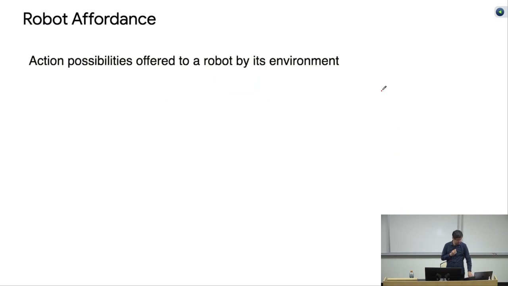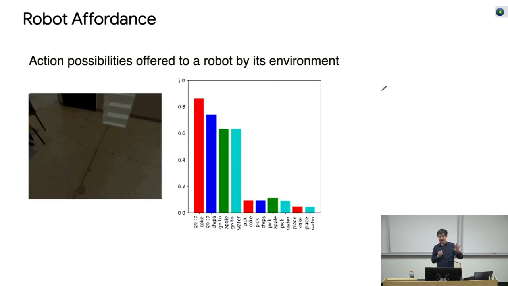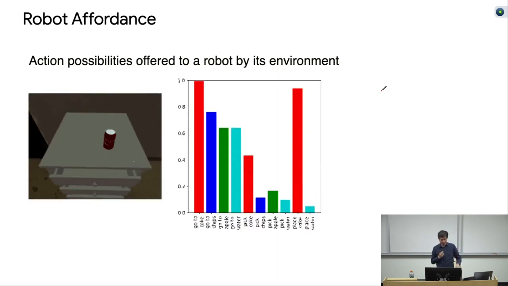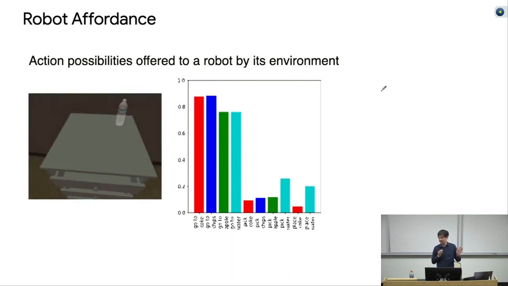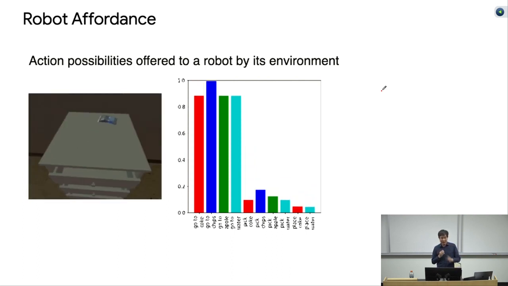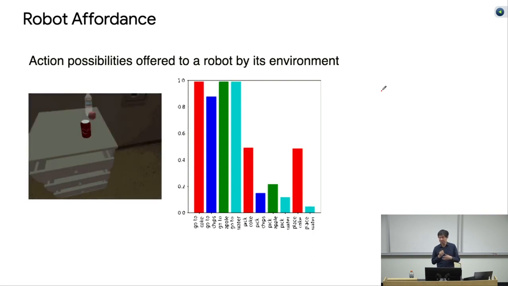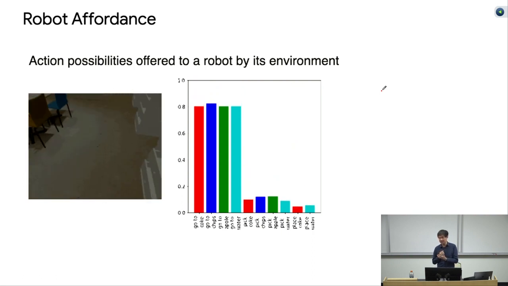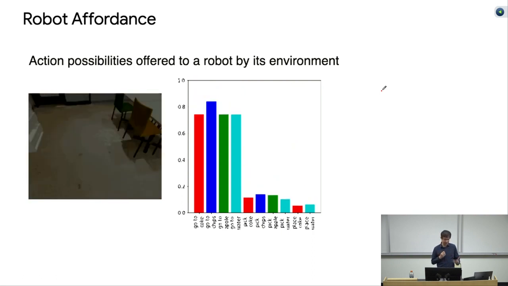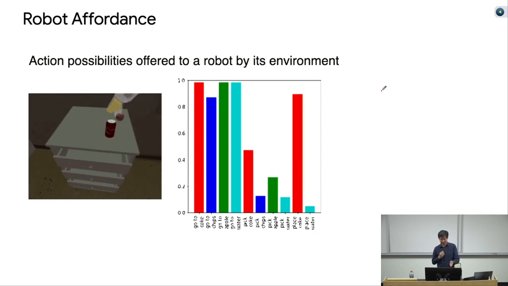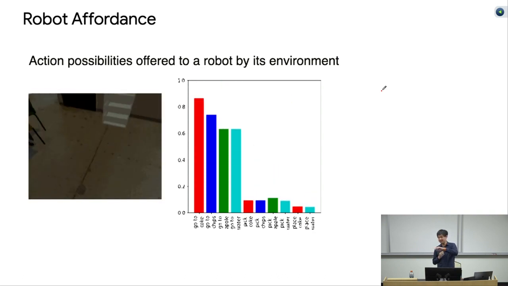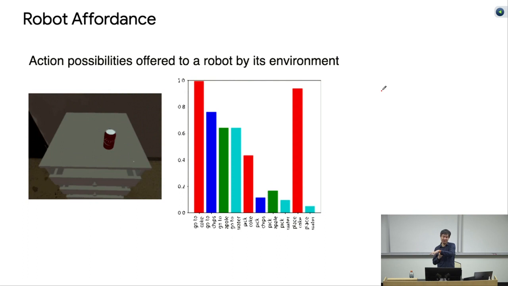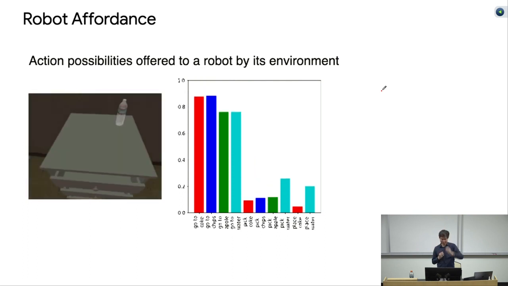Okay, let's continue. So what is a robot affordance? It is the action possibility offered to a robot by its environment. For example, on the left image or the animation, you see the robot's observations. These are the camera input to the robot. On the right is the action possibility, how likely these actions are going to succeed in this state. If the robot is seeing a Coke, all these bars on the right about picking up a Coke, finding a Coke, all these will shoot up.